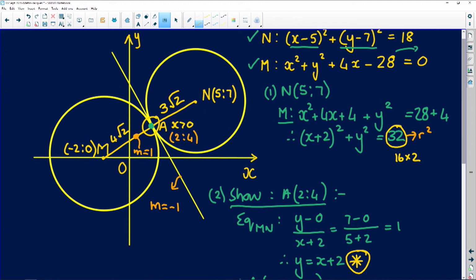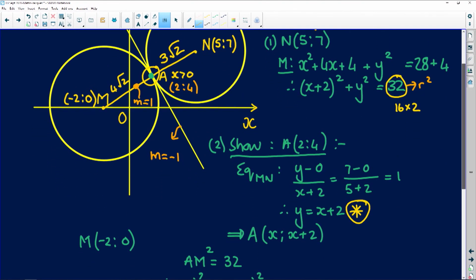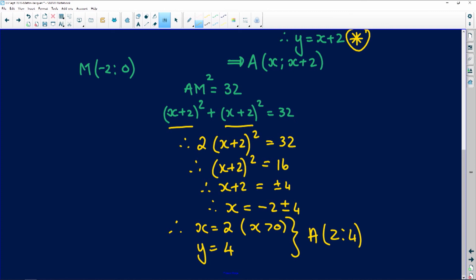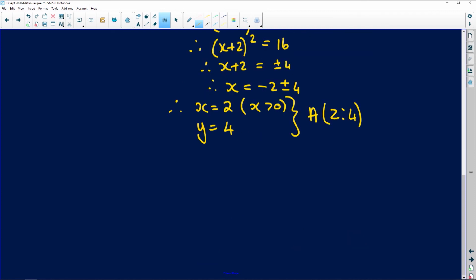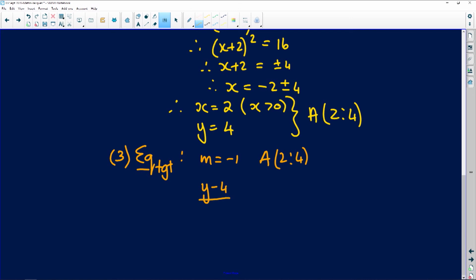So all I need to do is put this into an equation. I've got a point and I have a gradient, so the equation of the tangent is now within reach. 2, 4, and the gradient is -1. So for the third part, the equation of the tangent, what did we have? We had the gradient is -1, and we had the point A, 2, 4. So the equation of this tangent will be y minus 4 over x minus 2 equals -1.